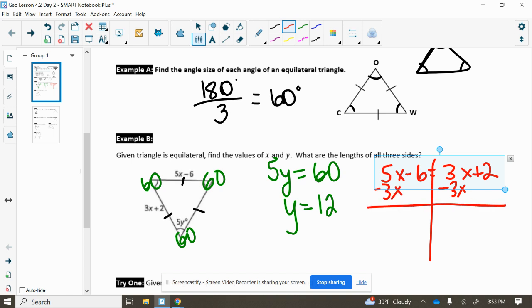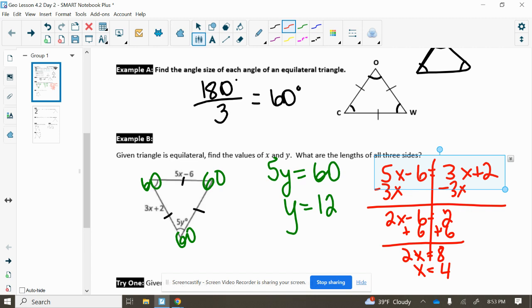5x minus 3x is 2x, and then we still have 2 over here. Add the 6 to both sides. We get 2x equals 8. Divide by 2, x equals 4.